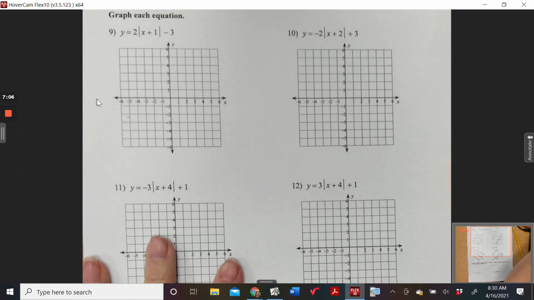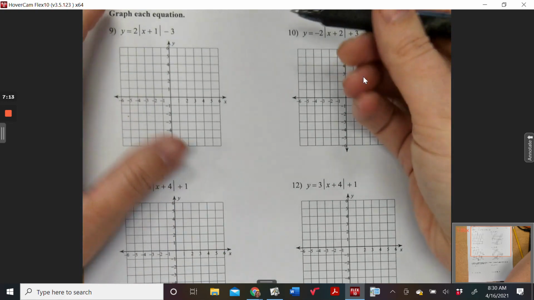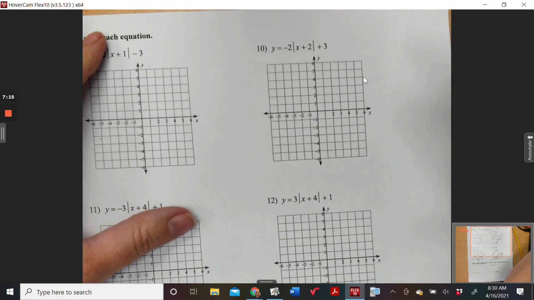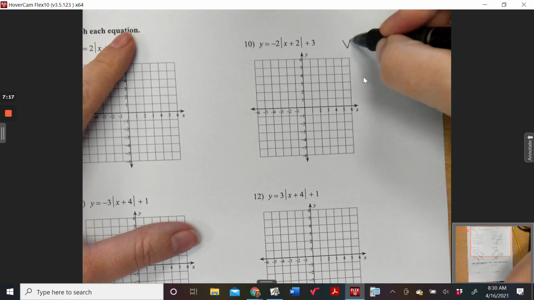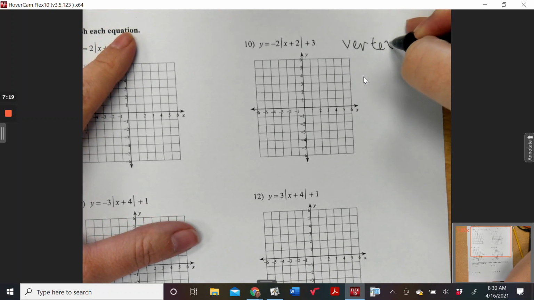Alright, so now we're going to be looking at graphing absolute value equations. It doesn't matter to me, these are all equal. I'm going to go ahead and do number 10. The first thing I need to do is identify the vertex, even though it doesn't ask.